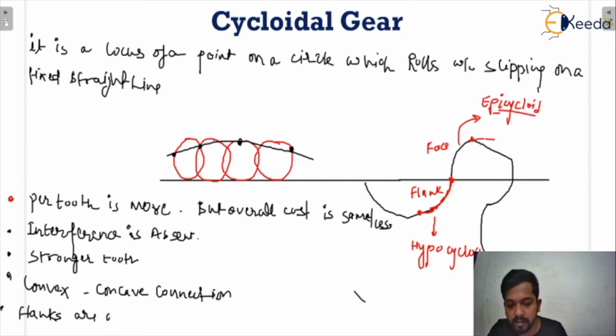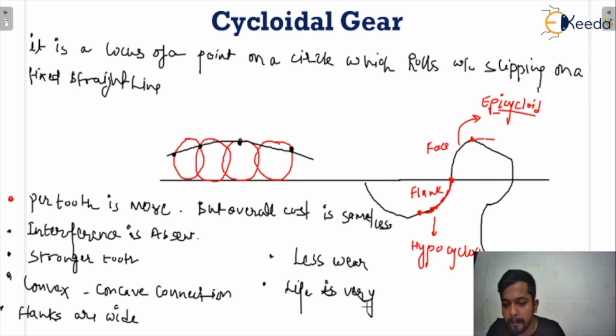Flanks are wide, and there is less wear as compared to the involute. Less wear, and life is very high. Since there is less wear, we will say the life of the cycloidal gear is very high.